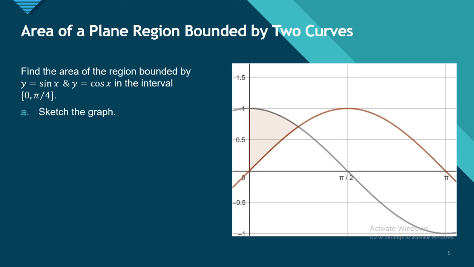Well, what is cosine of 0? Cosine of 0 is 1. And what is sine of 0? Sine of 0 is 0. Cosine of pi over 2 is 0. Sine of pi over 2 is 1. So the red curve is your curve for your sine function, and this gray curve is going to be your cosine function.